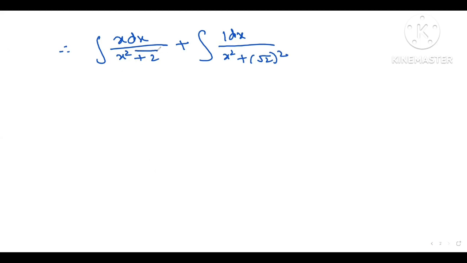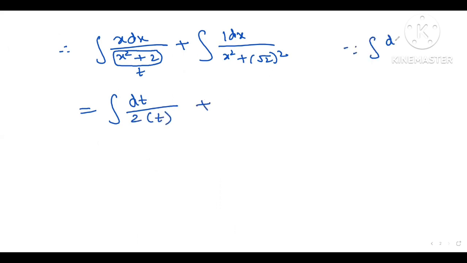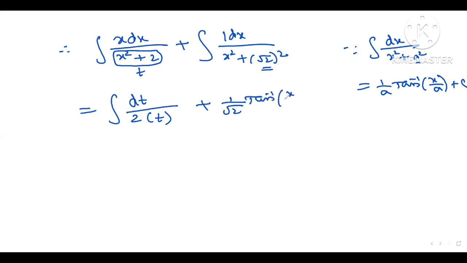Okay, here if the denominator is t, the numerator will be dt by 2. So dt by 2 times t. Here we have one formula: integral dx by x square plus a square. What is the formula? 1 by a tan inverse of x by a plus c. In the place of a, here what is there? Root 2 is there. So 1 by root 2 tan inverse of x by root 2 plus c.